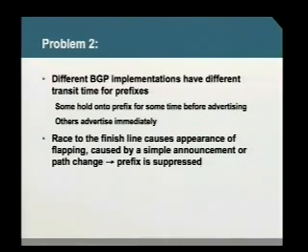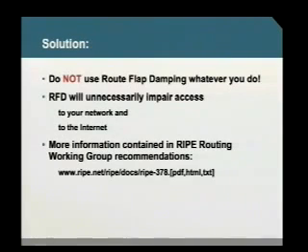A prefix transiting through an all-Cisco network takes a certain amount of time. Transiting through an all-Juniper network takes another amount of time, and they're different. As soon as you start mixing these two implementations together, you get this complete race. So the AS path is always changing, and you get the flap counter incrementing and prefixes being suppressed, simply because you've got different transit times. Bad, bad, bad, bad. Solution: do not use route flap damping as it stands at the moment.